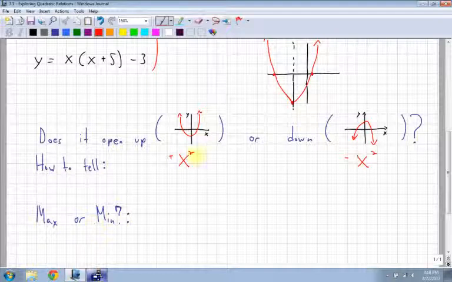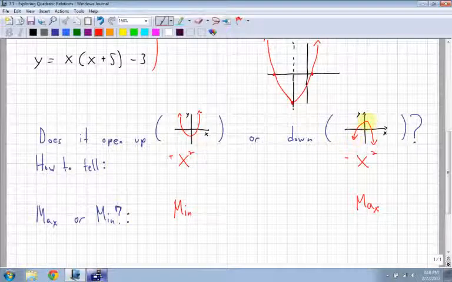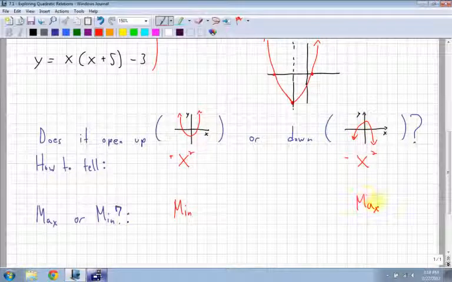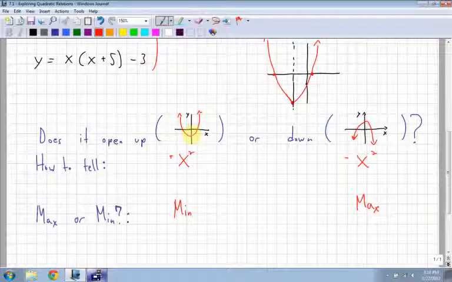Does that mean it has a max or a min? This one, because it opens up and has a lowest point, has a minimum value. This one, because it opens down, has a maximum value. So make sure you understand that if it opens up, it has a smallest value, which is a minimum. If it opens down, it's got a biggest value, which is a maximum. You might think, okay, it's positive, wouldn't I have a maximum? No, it's actually a minimum, because of the way it opens, and because it's got a lowest point.